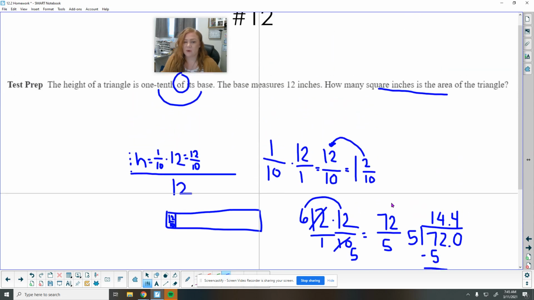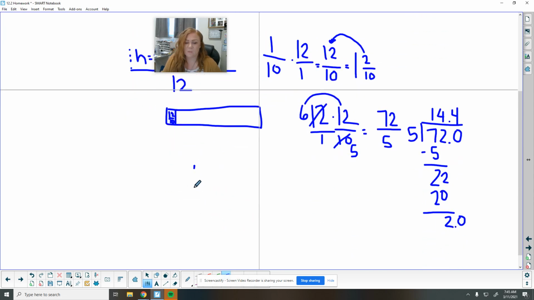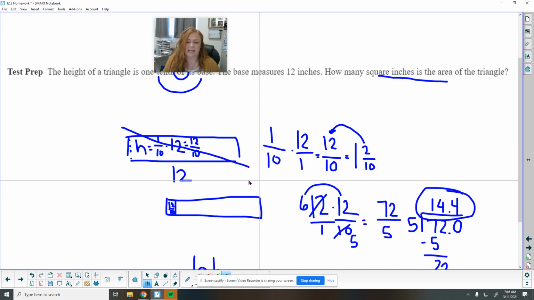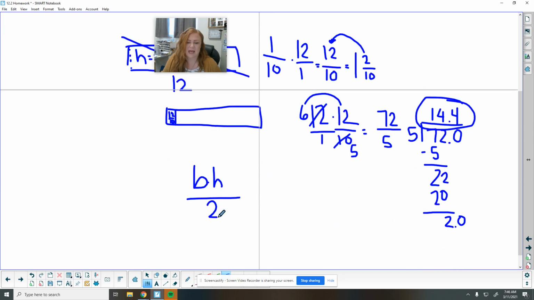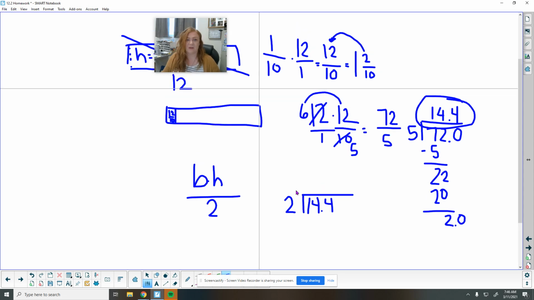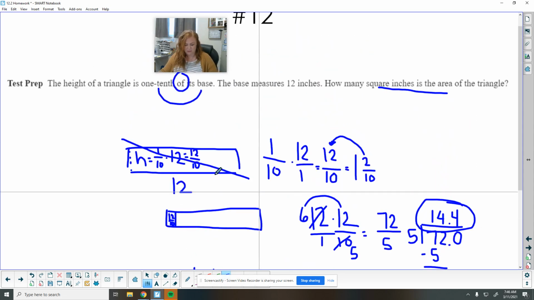So 14.4 is not our final answer. We've done base times height. We did 12 times 12/10, which was 72/5. So we found that base times height is 14.4. But remember, that gives us a whole rectangle. So now we have to cut our rectangle in half, and that will give us our final answer. So we're going to take 14.4 and divide it by 2 to get our final area of this triangle here.